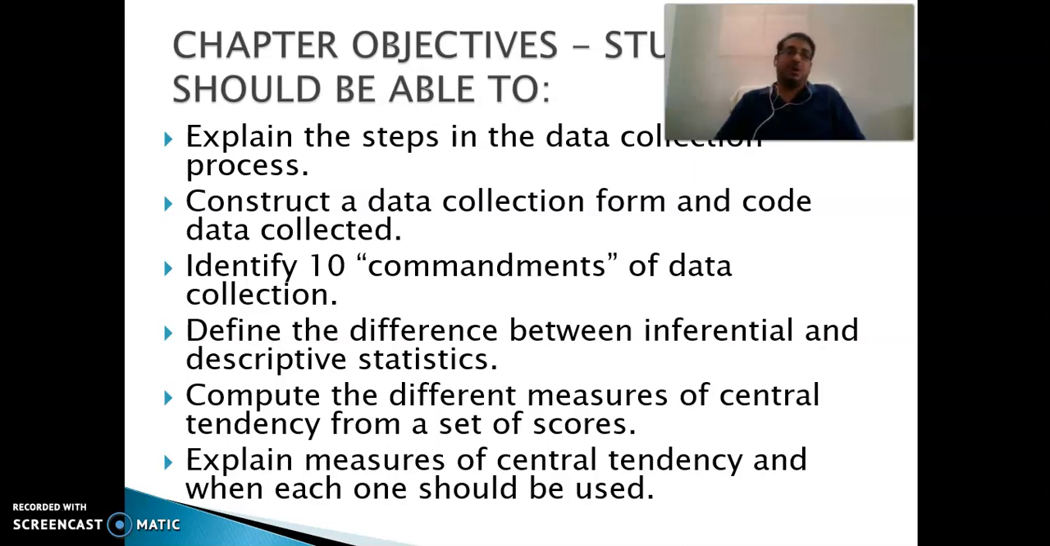Then you should be able to identify 10 commandments of data collection. That means there are 10 commandments you should follow in order to collect data. Then you should be able to define the difference between inferential and descriptive statistics. Then you should be able to compute the different measures of central tendency from a set of scores. Then you should be able to explain measures of central tendency and when each one should be used.